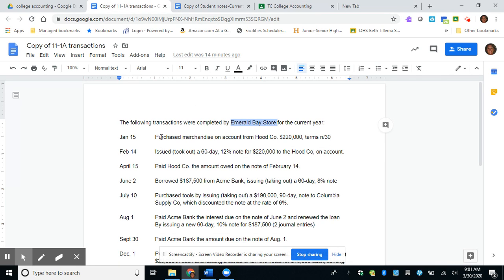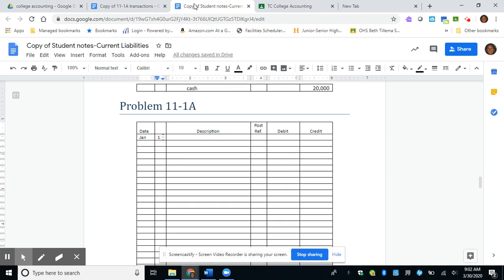Looks like I'm buying stuff to put on my shelves. So I'm buying merchandise to put on my shelves and it's on account. Since it doesn't say note, I know that this is an accounts payable. So I'm going to owe money within 30 days. And sure enough, the terms are N30. They aren't offering a discount and I'm owing money to the Hood Company. So when I buy stuff to put on my shelves, the asset account that is increasing is merch inventory. And the amount was $220,000.